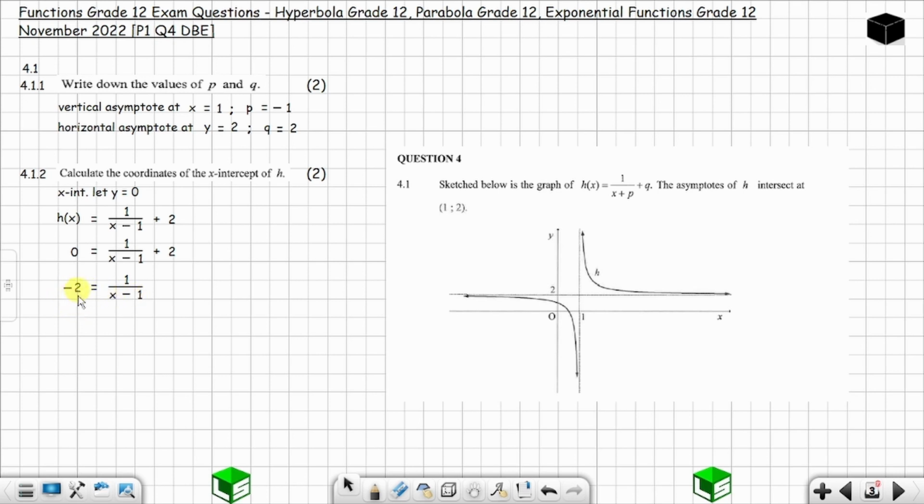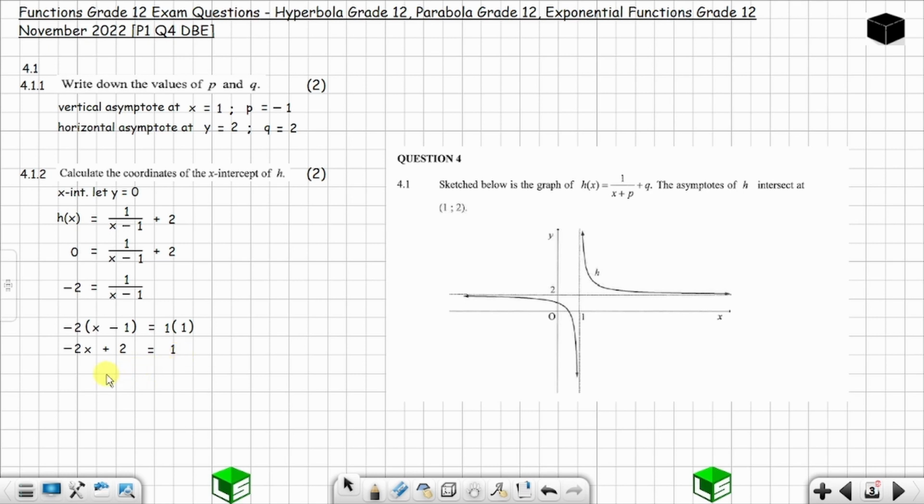You have negative 2 times this is equal to the 1 at the bottom times this one, so 1 times 1. You do cross multiplication and carry on. You have negative 2 times x, which is negative 2x. Then you have negative 2 times negative 1, which is positive 2. This is equal to 1.